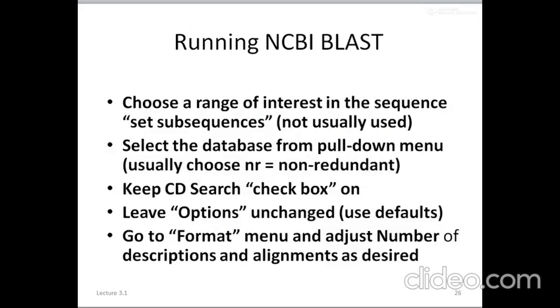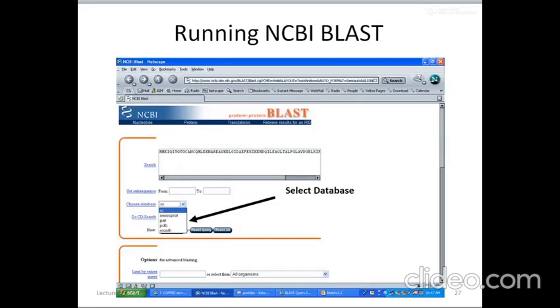Normally you choose a range of interest in the sequence and select the database from the pull-down menu. Then keep the CD search checkbox on and leave the options unchanged. That is, you use the default options and you will be able to find out what the options of NCBI BLAST are. Now you can just have a look at it, whatever you want.